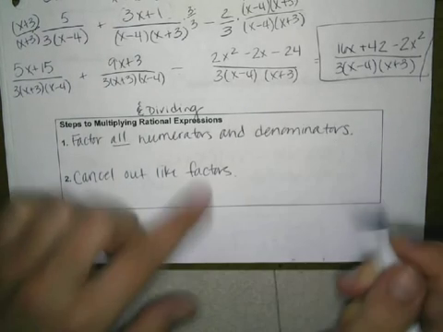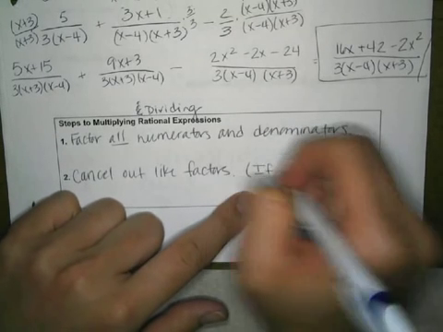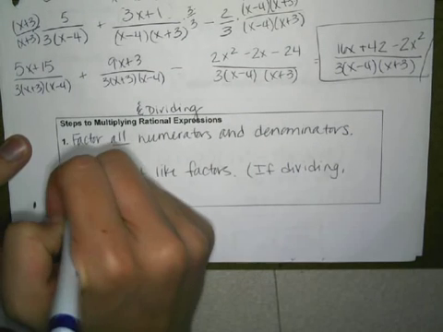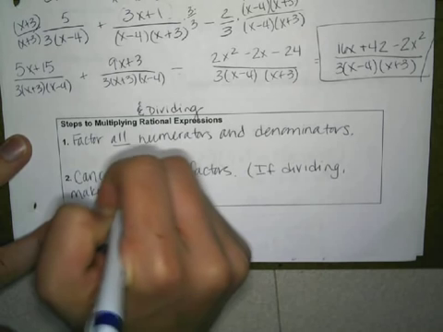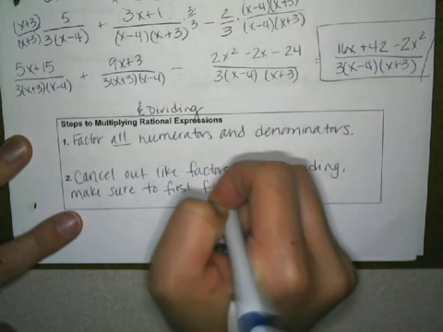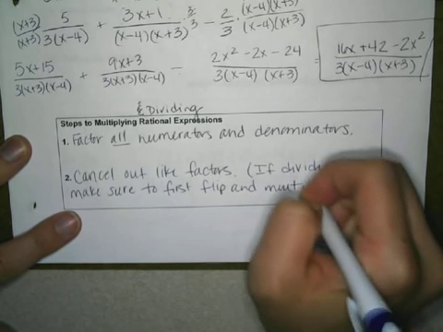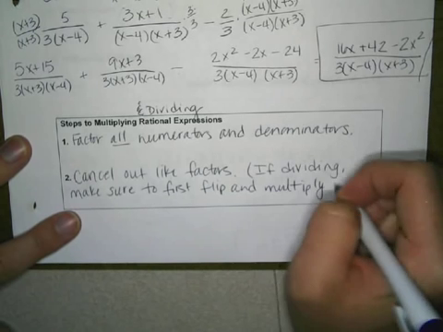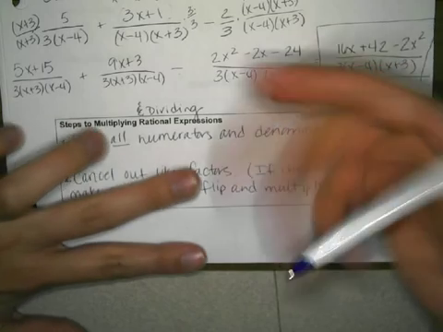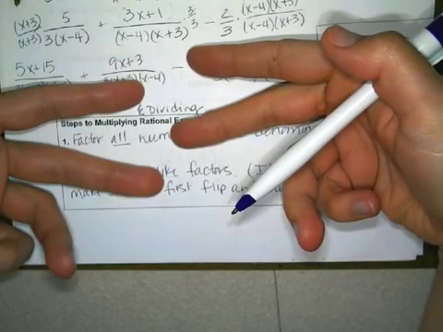I'm also going to include in this step here, maybe in parentheses, if you are dividing, make sure to first flip and multiply. Because keep in mind, whenever you're dividing fractions, like whenever we have a fraction over a fraction, I always tell you to take the bottom fraction, flip it, and multiply it.